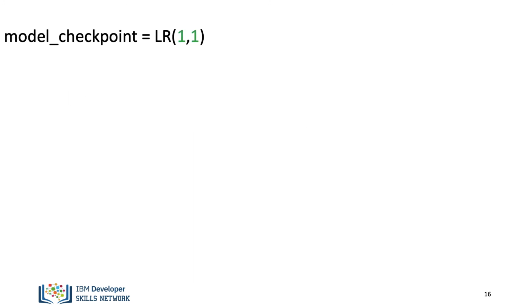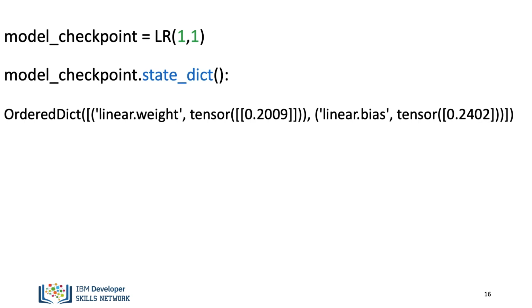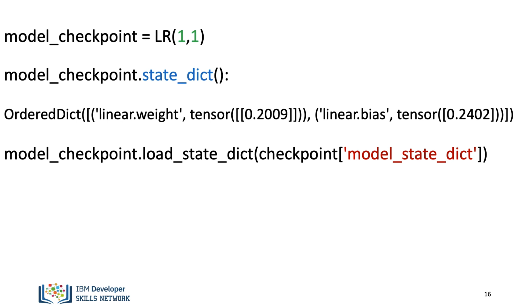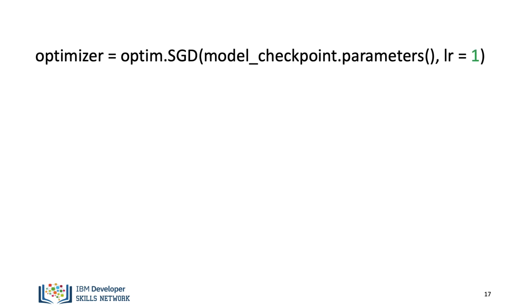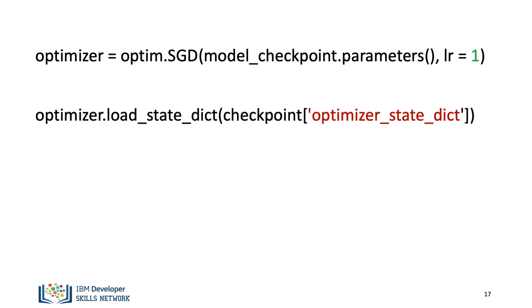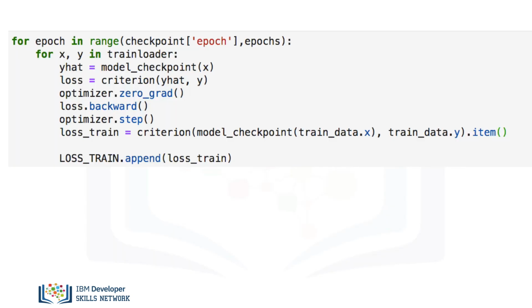We create a linear regression object. We can see the parameters are randomly selected. We load the state dictionary from the checkpoint dictionary into the model. The model parameters have changed. We create an optimizer. We need the state from the training session, so we load the state dictionary. This changes the optimizer to the state in the last training session. Finally, we load the loss. We can then resume the training.